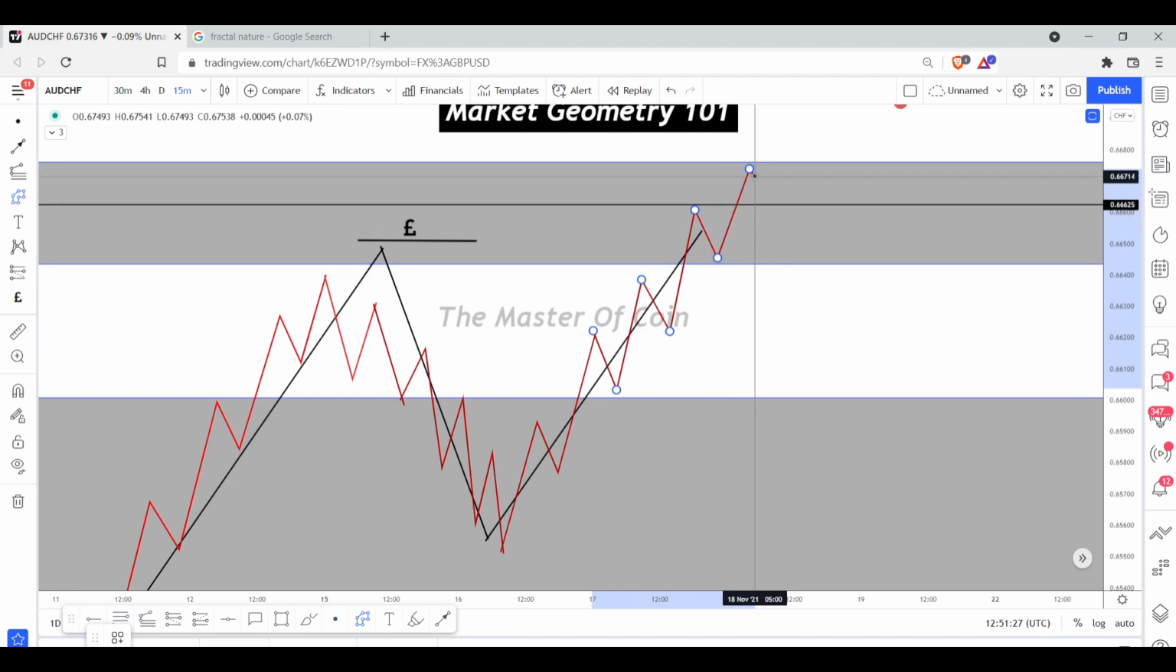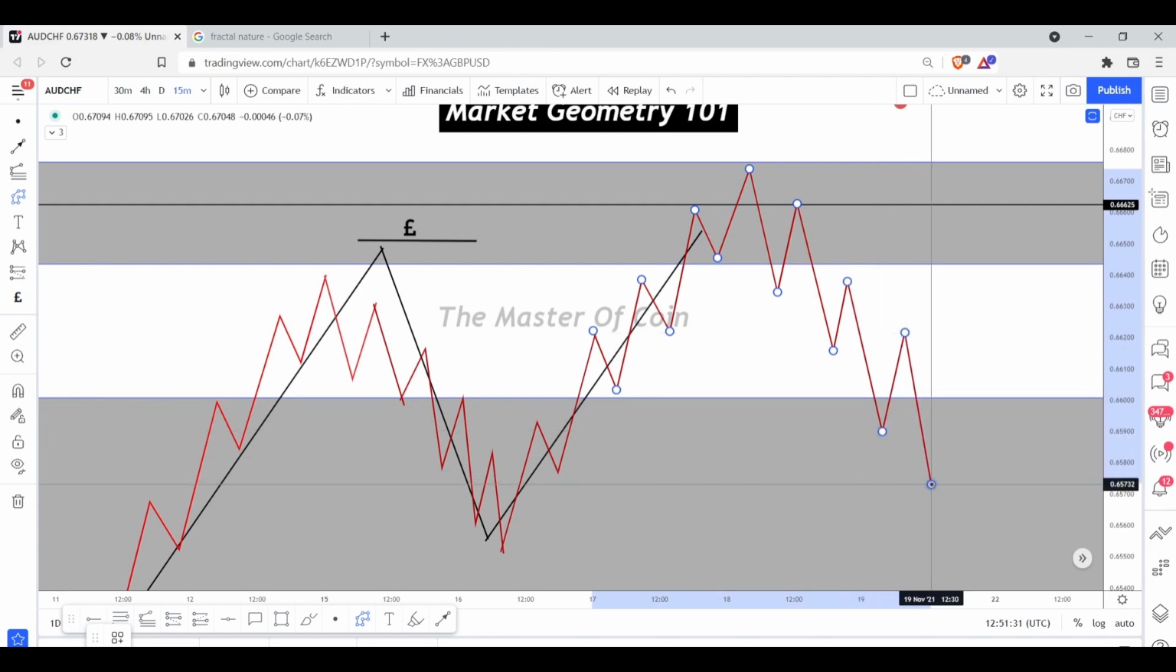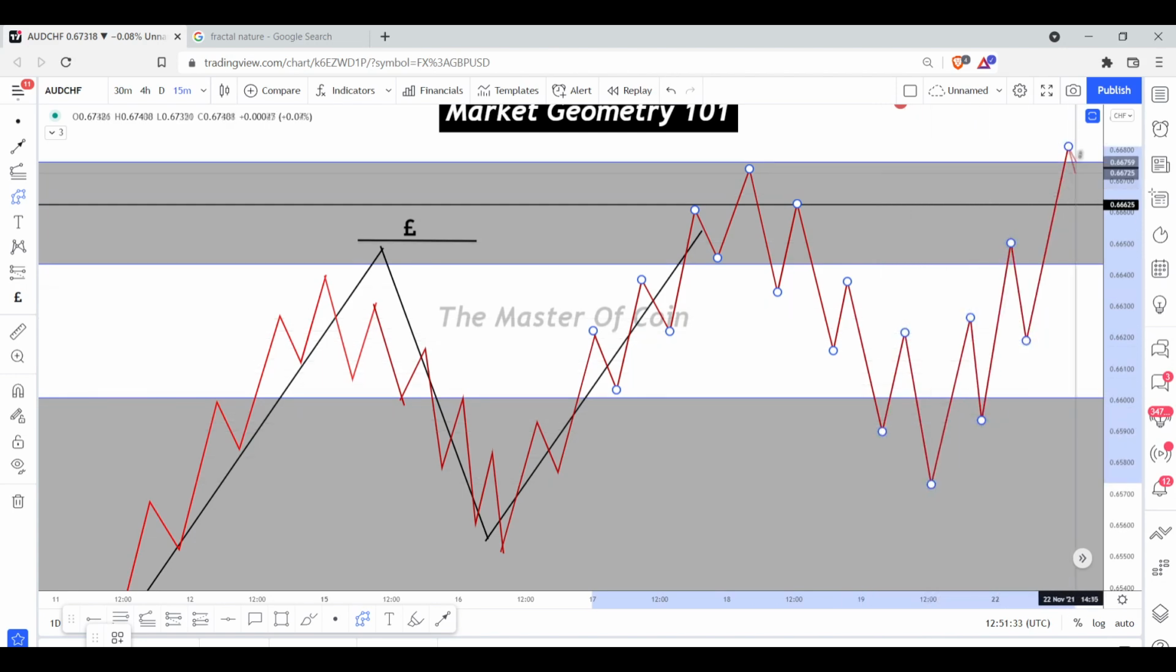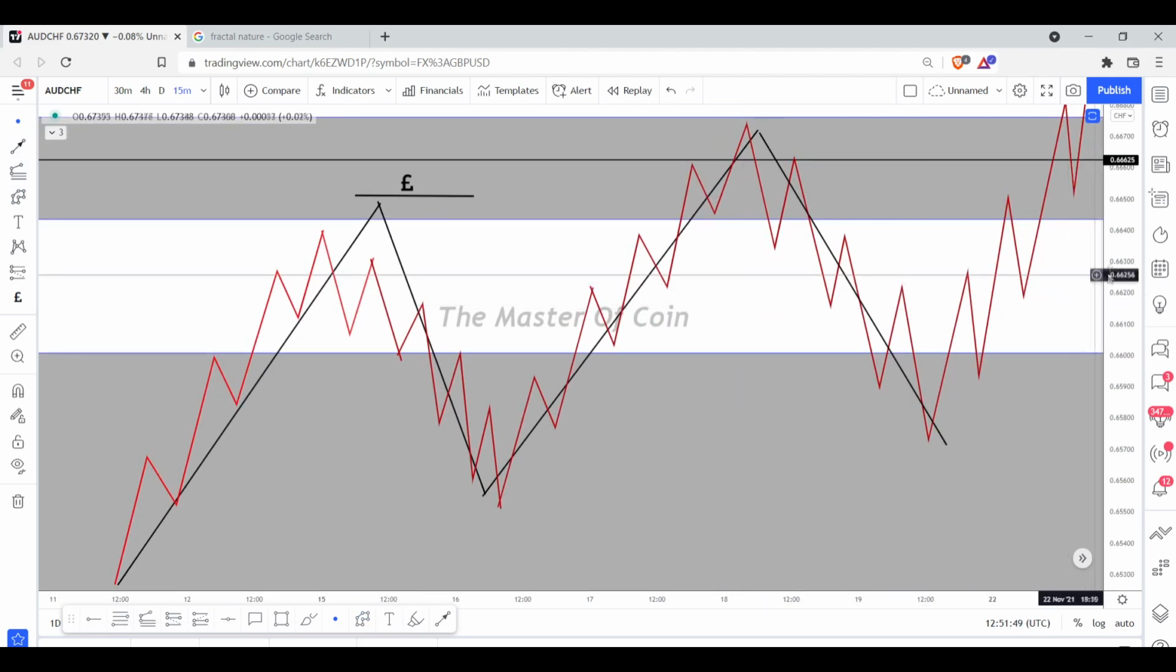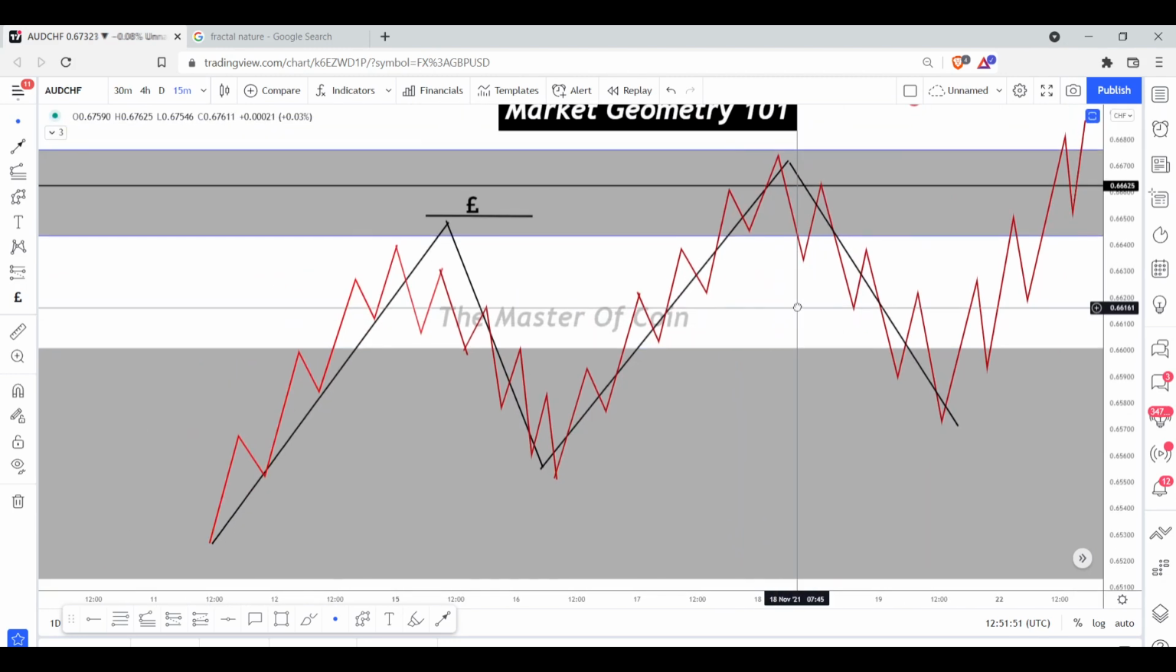But again, if it's going to do that, what has to happen? These lower time frames have to distribute, have to break structure to give these higher time frames permission to actually retrace and go back down. So when I say market geometry, all I mean is knowing whereabouts you are in a trend.